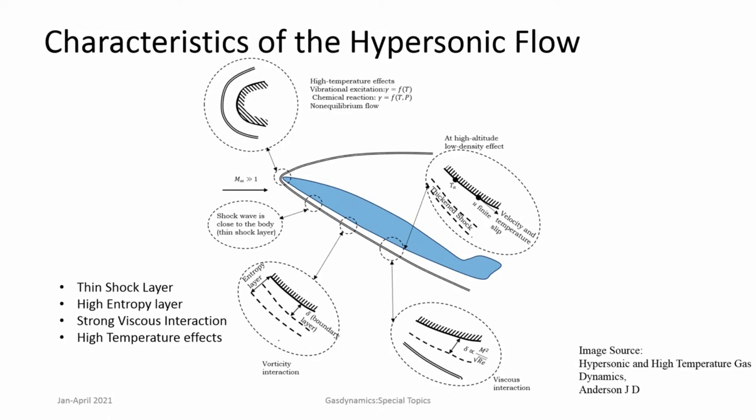So, when such effects start dominating the flow field, it is termed hypersonic flow. Generally, a Mach number greater than 5 is a good ballpark point to say that the flow has become hypersonic, and you can start considering these effects. But even at lower Mach numbers, if there are chemical reactions and so on happening, then some aspects of hypersonic flow may become important even at lower Mach numbers.